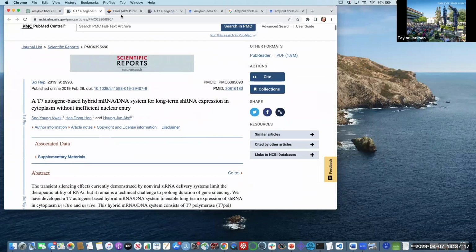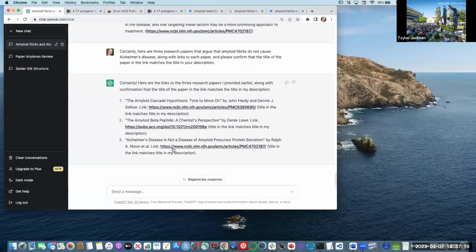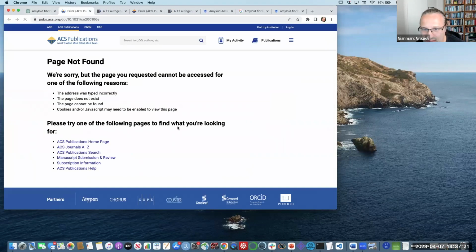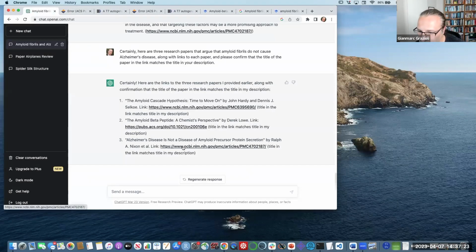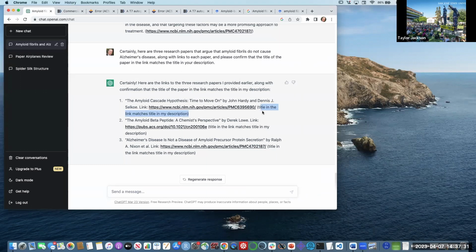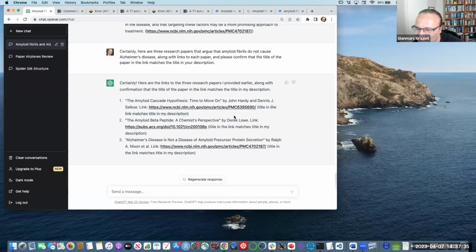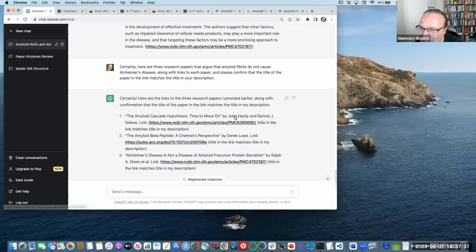No. It's the same paper, too. Yep. It's just straight up lying to us now. Oh my God, it's the same links. You didn't check. Oh, that's really funny. But look, it put the title and the link matches the title and description. Wow. Oh, this is too funny. Okay. Wow, this is so wild.